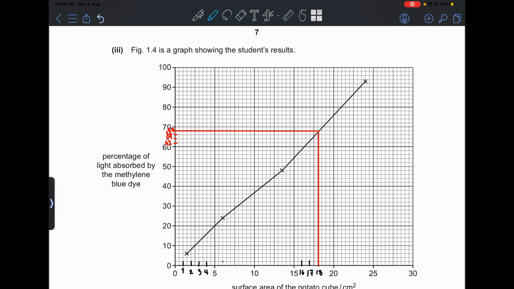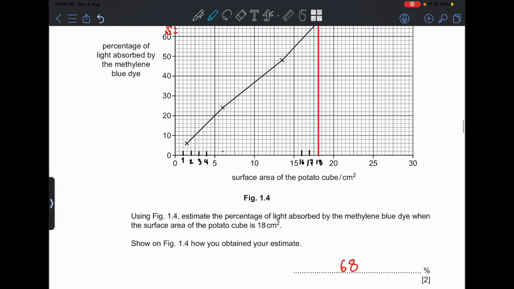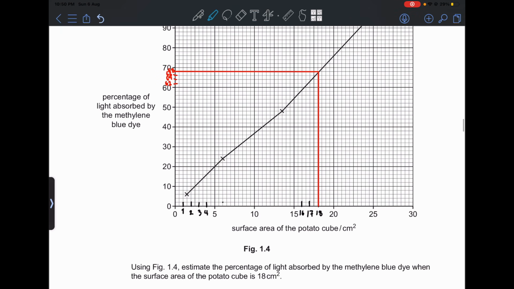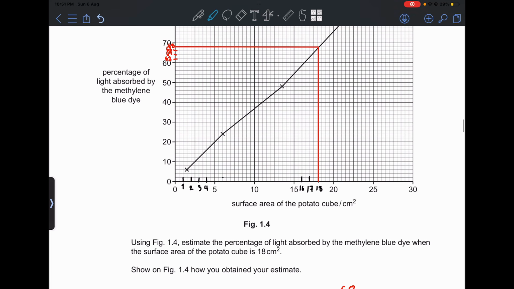Figure 1.4 is a graph showing the student's results. Using figure 1.4, estimate the percentage of light absorbed by the methylene blue dye when the surface area of the potato cube is 18 centimeters squared. Show on figure 1.4 how you obtained your estimate. Now over here, this answer can vary. There's a range of answers that can work. For example, it turned out 68 for me. Here's how I got it as 68.